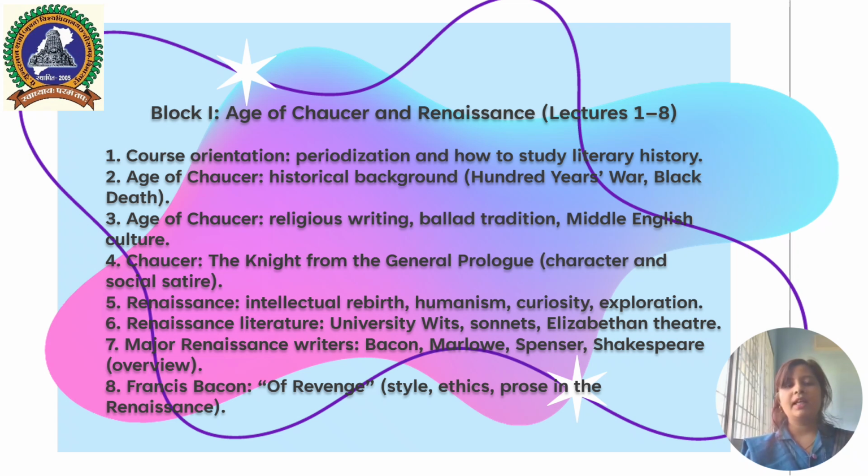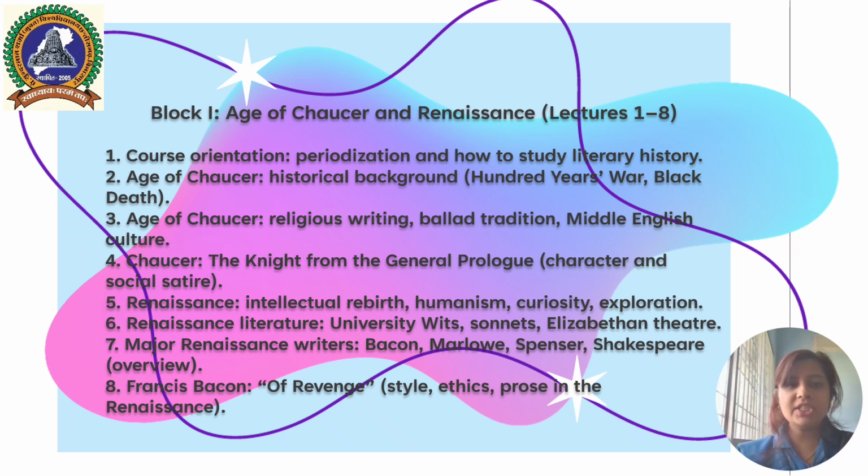Next, the following slide is the module of History of English Literature. This particular module is divided into 4 blocks and each block has a particular age. Like in block 1, we will cover the age of Chaucer and Renaissance. I have divided this block 1 into 8 lectures.